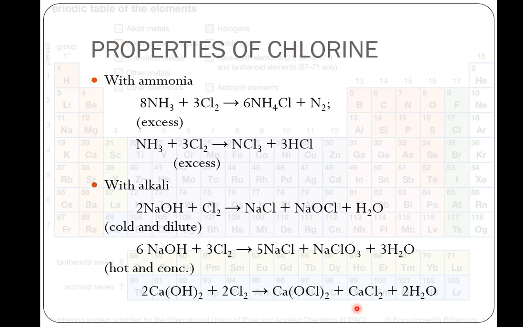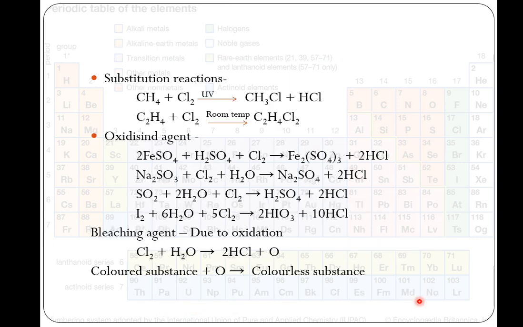The composition of bleaching powder is Ca(OCl)Cl·CaCl2·Ca(OH)2·2H2O. Chlorine reacts with hydrocarbons to give substitution products. For example, with methane in the presence of UV light, it forms chloromethane. With ethene at room temperature, it forms chloroethane.